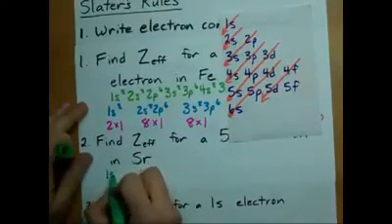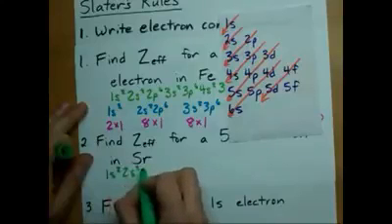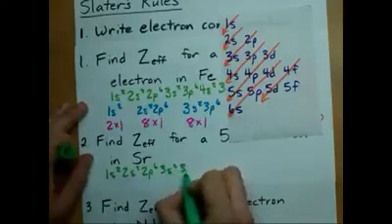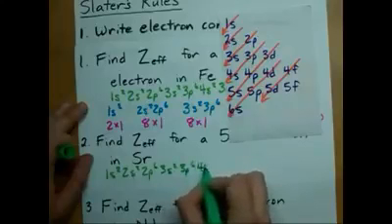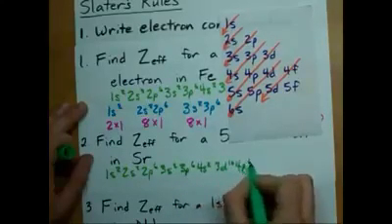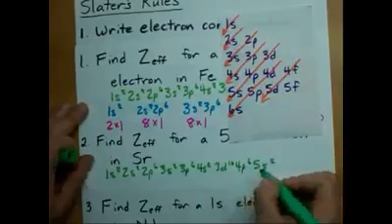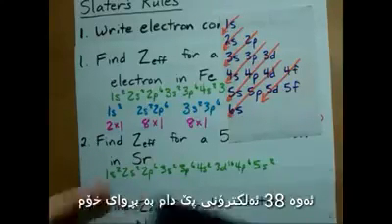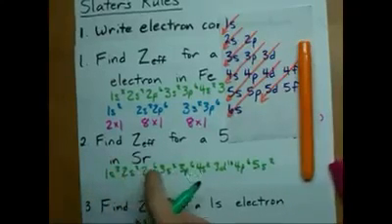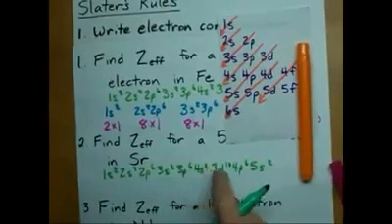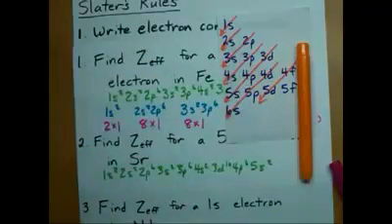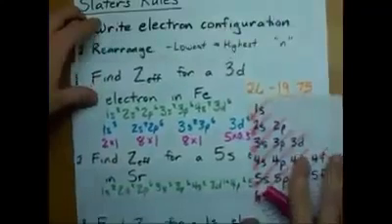1s2, 2s2, 2p6, 3s2, 3p6, 4s2, 3d10, 4p6, 5s2. That takes me to 38 electrons, I believe. 2 and 2, 10, 12, 18, 20, 38 electrons. Bam! Who's awesome? I am.